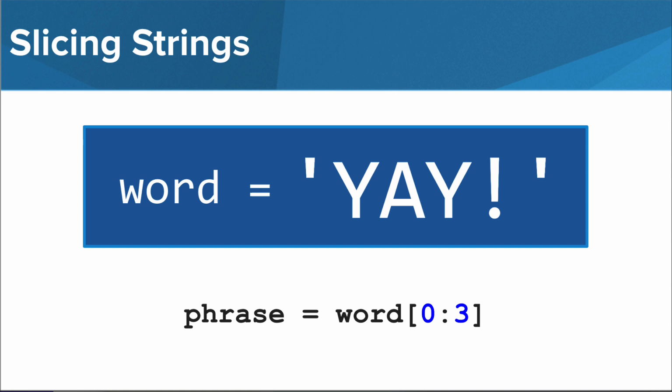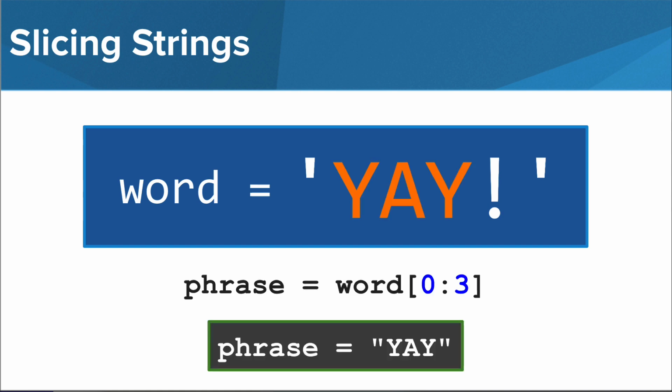If we have our string yay saved inside a variable word, what will be saved inside the phrase variable when we call word[0:3]? This call would save the characters YAY inside the phrase variable. The first character being saved is at index 0. And the ending index value of 3 is not included in our slice.